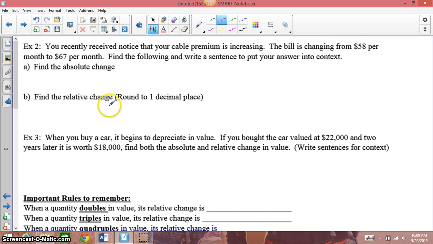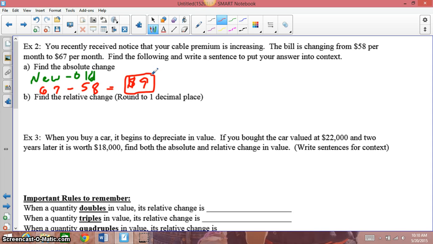I probably won't write it. I'm going to verbally say it. Absolute change here, as you saw on the previous page, your formula is your new amount minus your old amount. So our new amount of our bill is $67 minus our old bill amount, which was $58. After I do that subtraction, $9 would be my absolute change, and what that means is that my cable bill has increased by $9 per month.